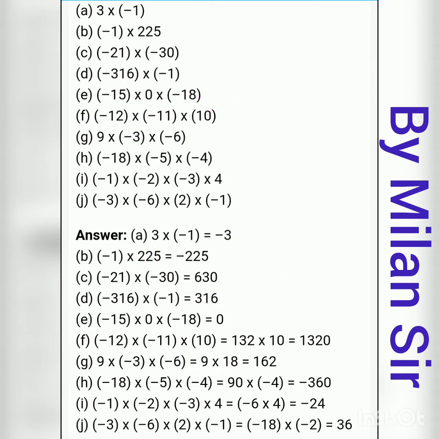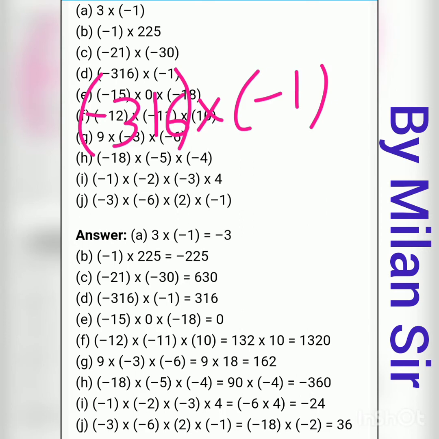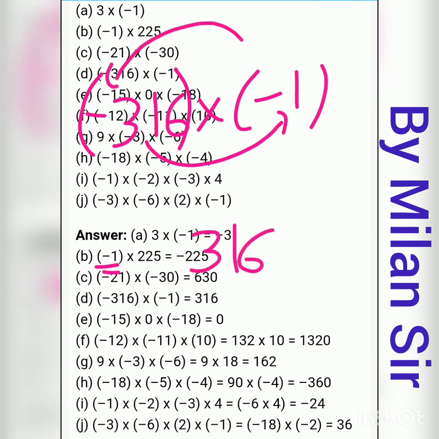So minus 21 multiply minus 30 is 630, minus minus plus. If we do not show the positive sign, our answer is still correct. Next, minus 316 multiply minus 1. First of all, the multiplication process: 316 multiply 1 is 316 only. Then here also minus minus, minus minus plus, so plus 316. So our answer is 316.